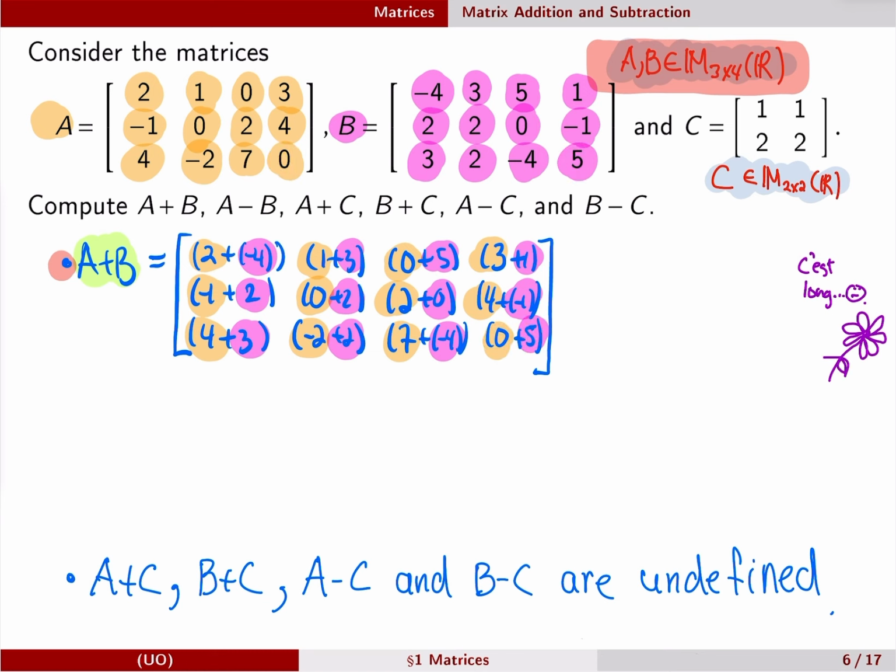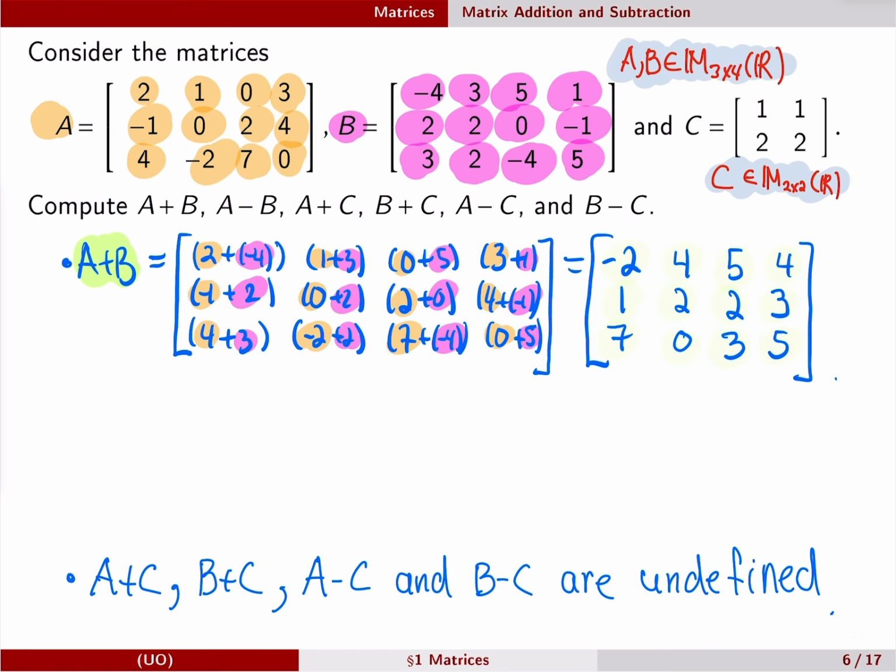And then if you do the computations correctly, you can verify that the final answer is, on the first row, minus 2, 4, 5, 4; then 1, 2, 2, 3; then 7, 0, 3, and 5. That's the result of adding all the entries in their respective positions.